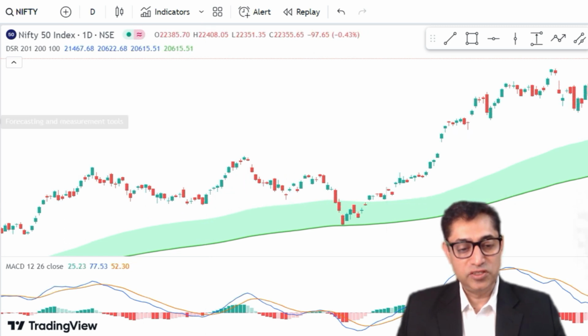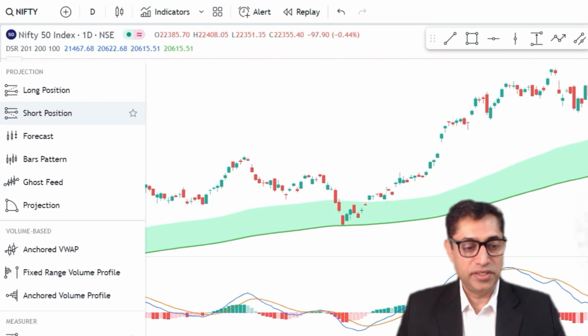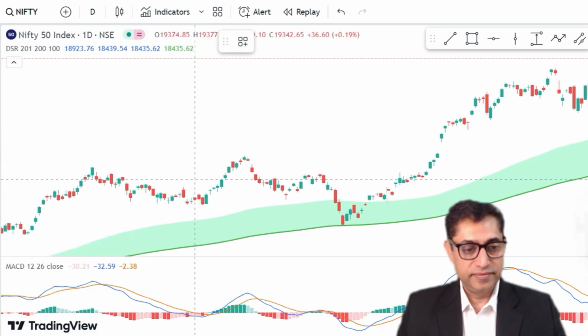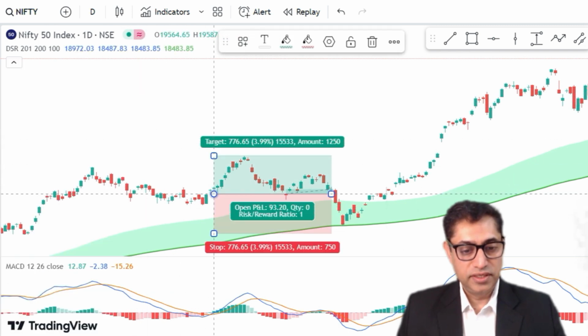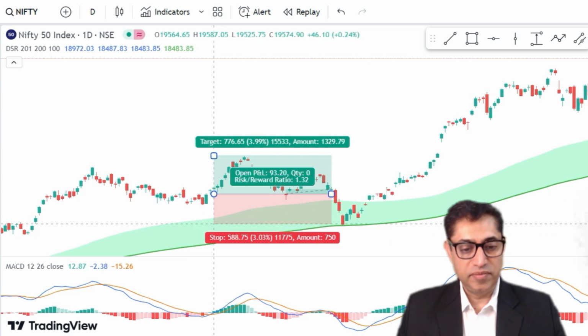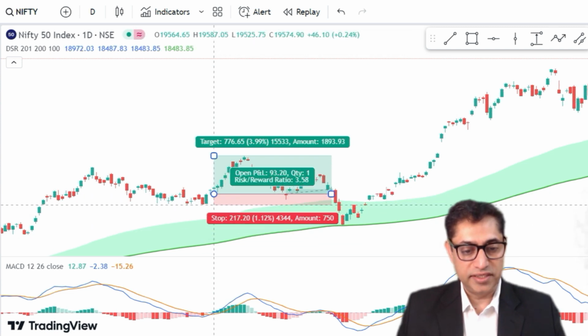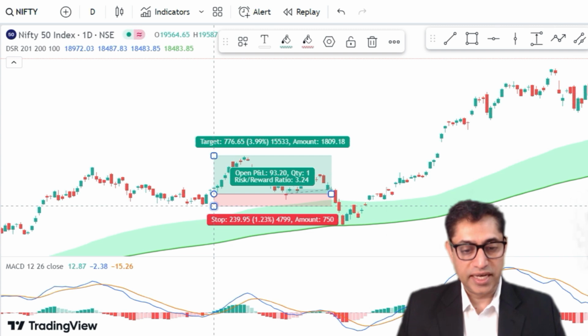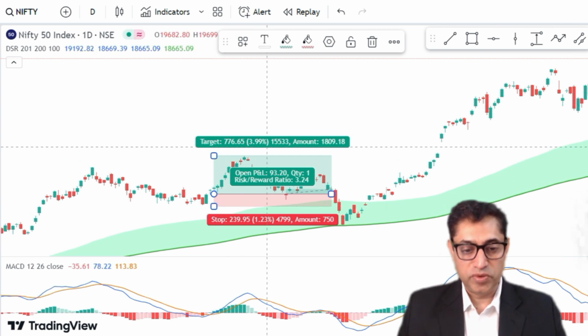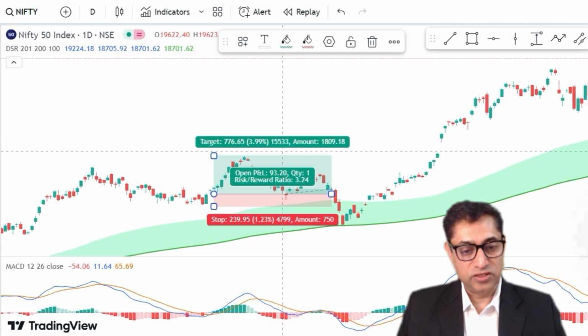If you would take this over here and, say for example, we put a long position, you will still see that we will be achieving 1 is to 2 very, very easily. It's 239 points for the stop loss, and the target has gone up to 776 points. So almost 1 is to 3 times. So you have achieved your target.